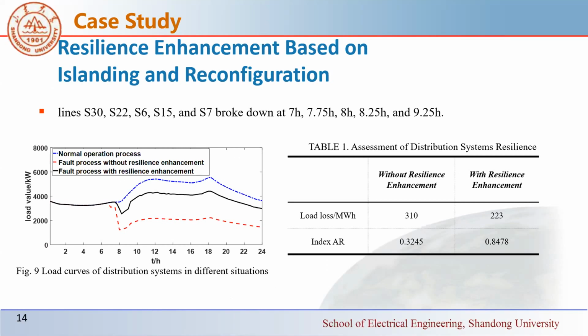The load curves for normal operation and for the fault scenario with and without resilience enhancement by the load shedding model are demonstrated in figure 9, and the result for resilience assessment is displayed in table 1. It can be seen that the resilience of the distribution system is improved significantly by 52.33%. Hence, the distribution system resilience can be enhanced effectively through the proposed aligning and dynamic reconfiguration.